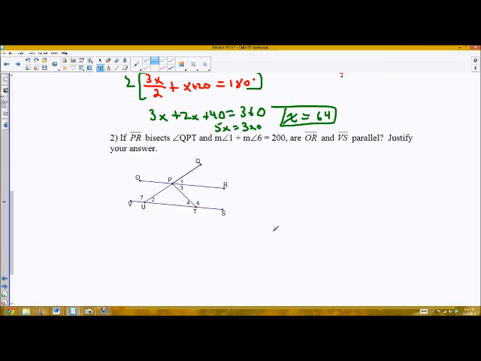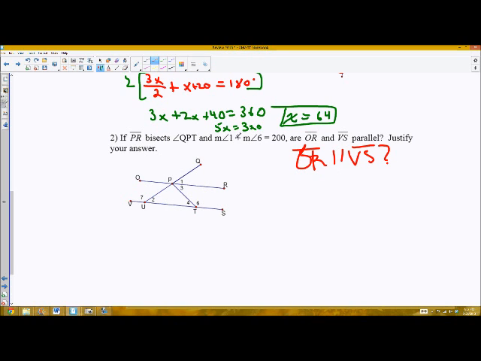For the second question, it tells you PR bisects angle QPT, the measure of angle 1 plus the measure of angle 6 is 200, and OR and VS are parallel. So you're trying to decide, is it the case that OR is parallel to VS? So that's my question.